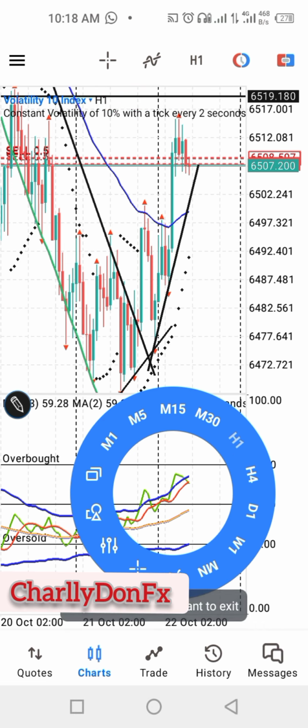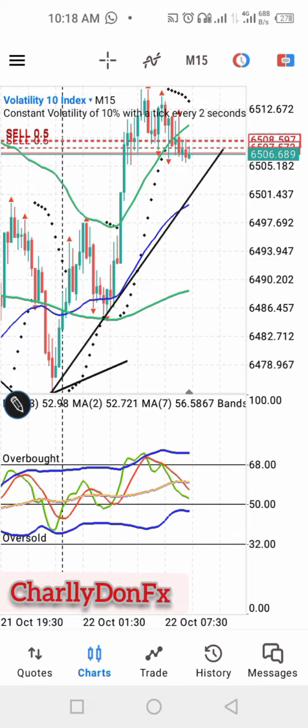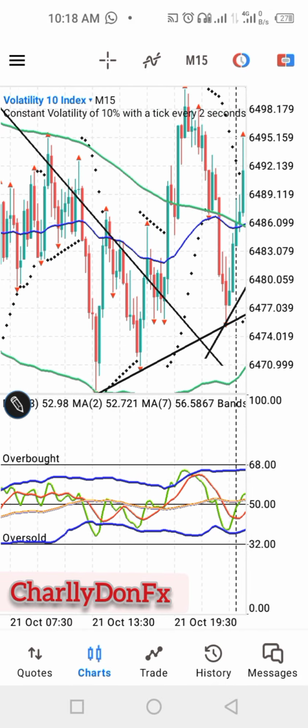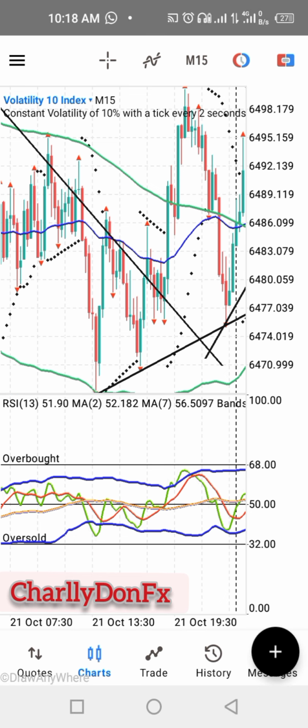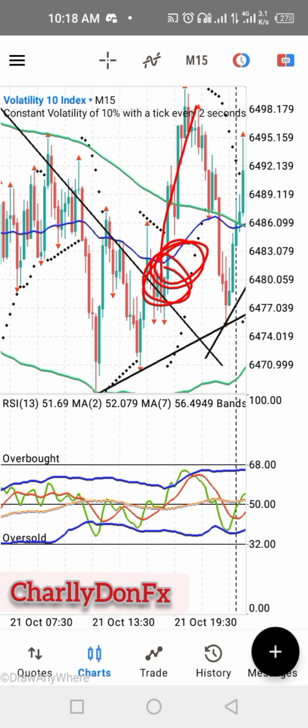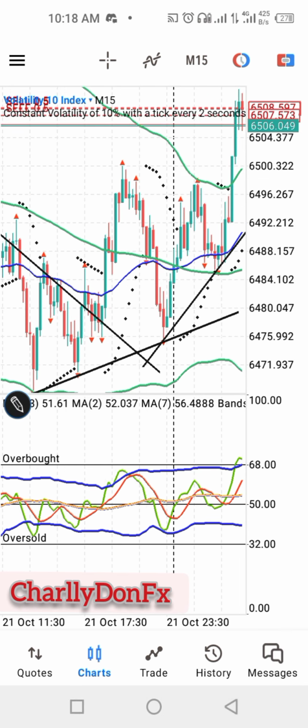Now, if we check our 15 minutes time frame, take a look. You can see where in 1 hour the price closed above the trend line. It went up and came down and retested, guys. Now, what happened here?